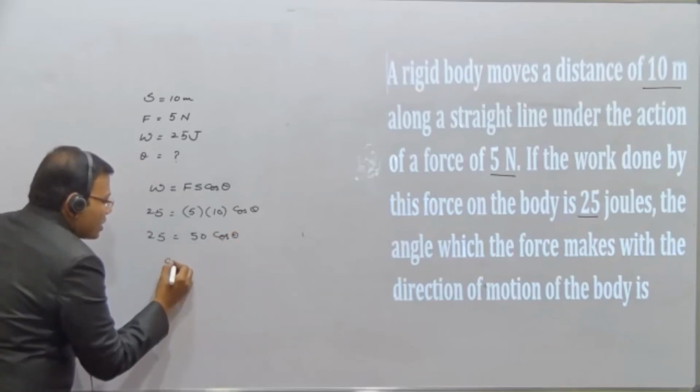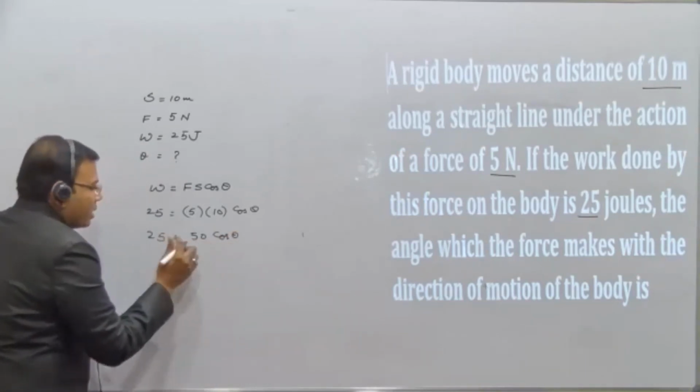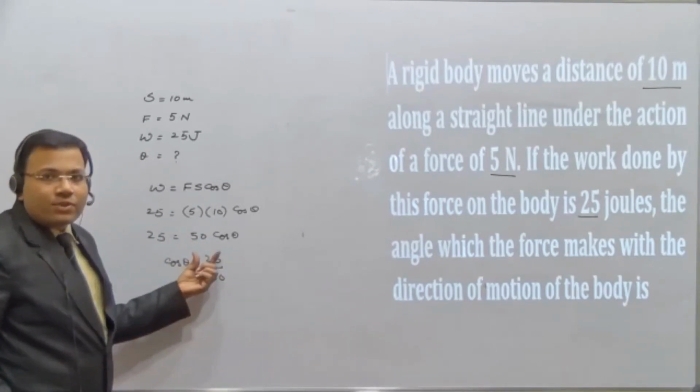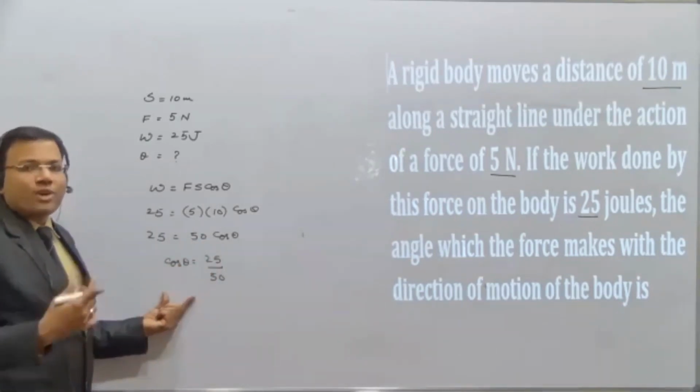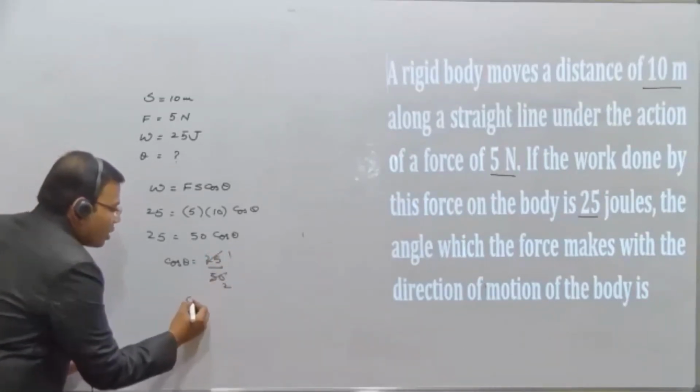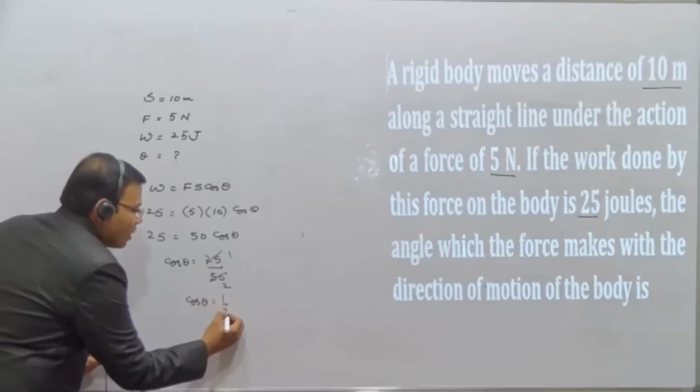Now student, if you're looking for the cos theta, then this is 25 divided by 50. I'm taking this 50 in the denominator, so it becomes 25 by 50. 25 one times, 25 two times. So this cos theta is equal to 1 by 2.